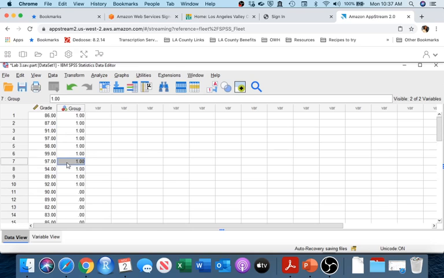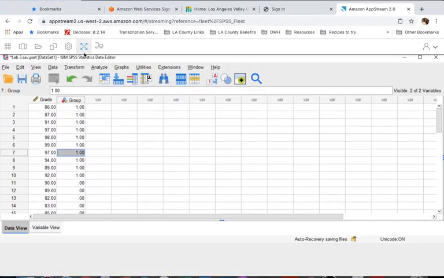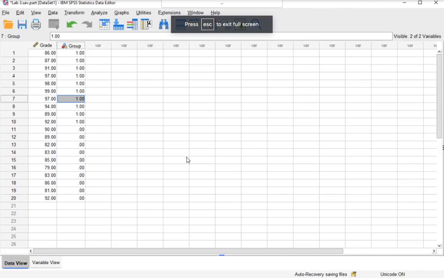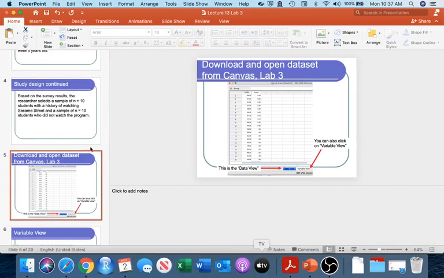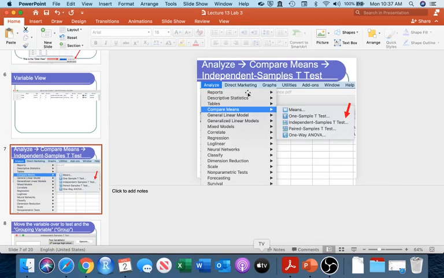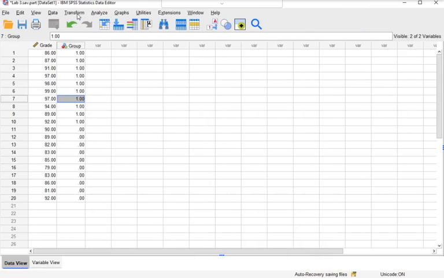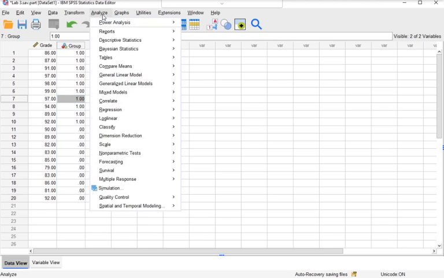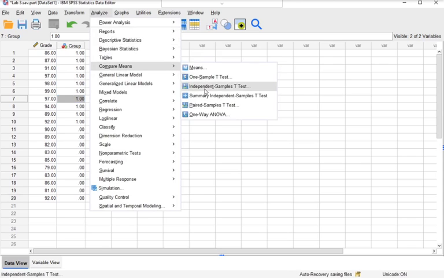Okay. So I'm gonna make this full screen. And actually, I want to make sure I'm not missing any steps, so I'm gonna go back to my lab. We looked at the variable view, and now let's do an independent t-test. I made it large screen because it's easier for me to deal with. I'm gonna press analyze, and then compare means, and then we have an independent samples t-test. So press there.